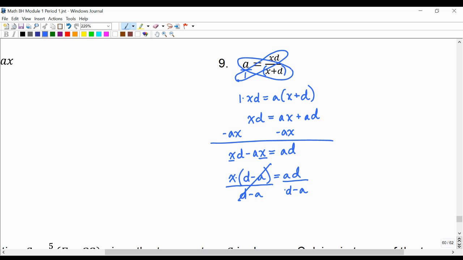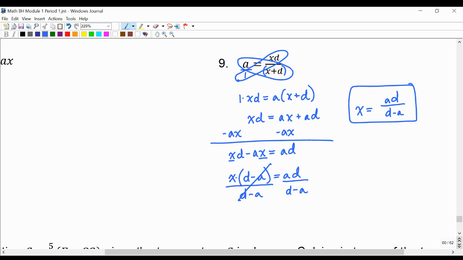Divide. This is in parentheses even though I didn't put it, which means that this answer is my answer and is fully simplified. I can't do anything else to this other than if I maybe chose to write negative a plus d versus d minus a. Can't cancel these. Can't split this into two fractions.